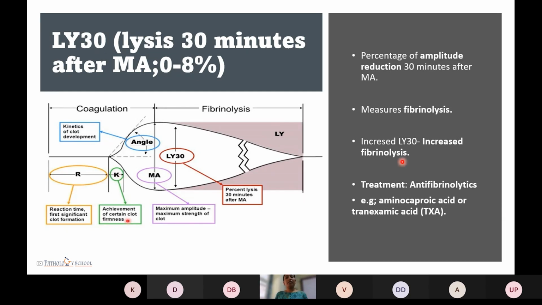It is basically the percent reduction in the amplitude 30 minutes after the MA, that is the highest vertical amplitude.